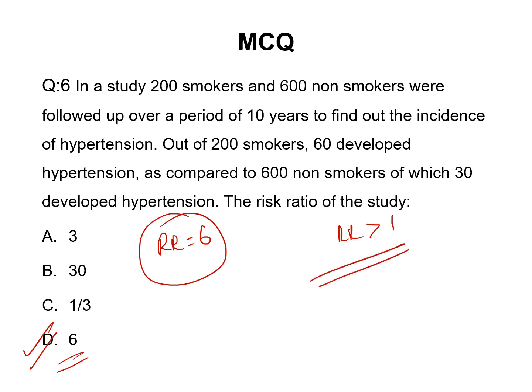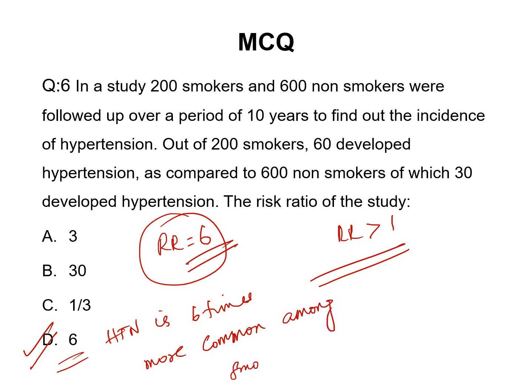So it means that hypertension is 6 times more common among smokers compared to non-smokers. Alright, so this is the interpretation for this question.